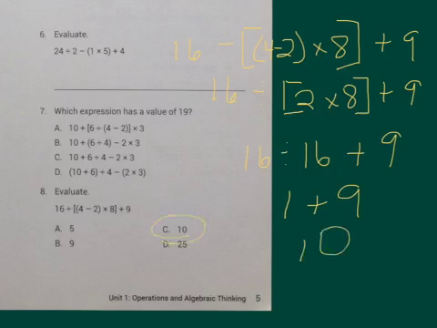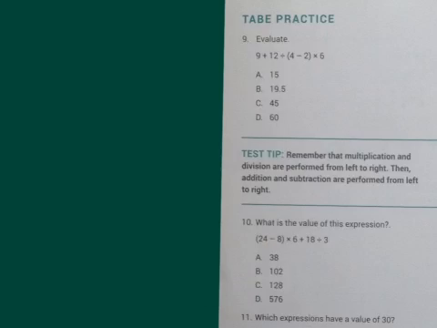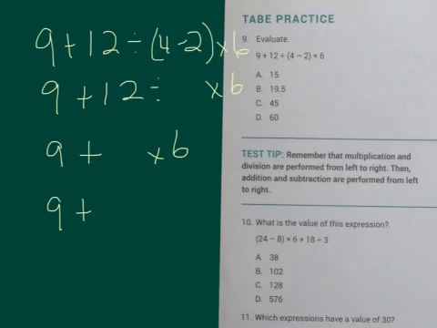All right, let's go ahead and go to number 9. Number 9 says to evaluate. So let's go ahead and evaluate it. Okay, so let's fill in these blanks. So let's go ahead and subtract. 4 minus 2 is going to give us 2. And then we're going to go ahead and divide. 72 divided by 12 is going to give us 6. And then we're going to say 6 times 6 is going to give us 36. And then we're going to say 9 plus 36 is going to give us 45, which is C.